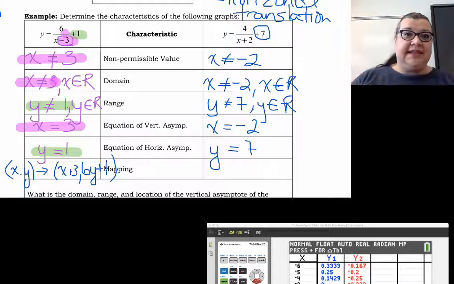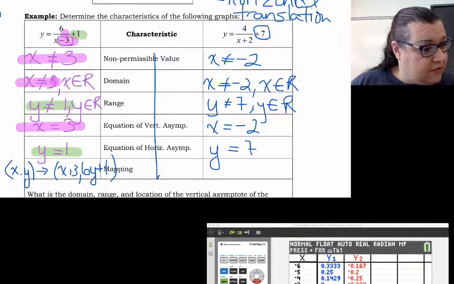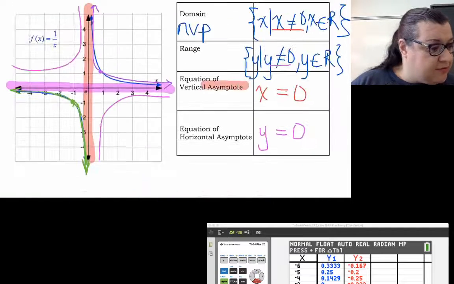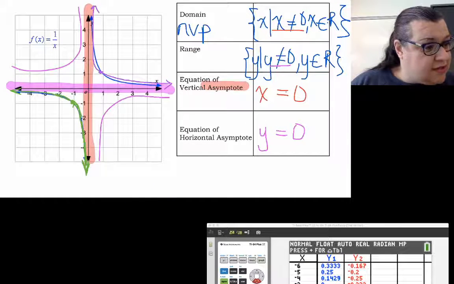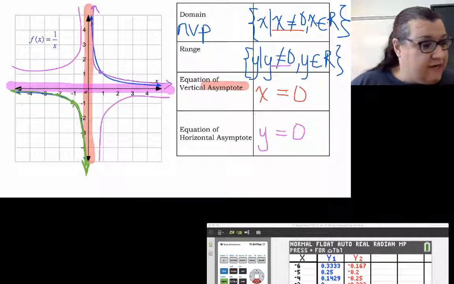So basically we're going to take that initial horizontal asymptote, right? If I just scroll back up here, we're going to take this initial horizontal asymptote, which is 0, so this line, and we're moving it up 7 spots, so up to 7. That's essentially what we're doing.